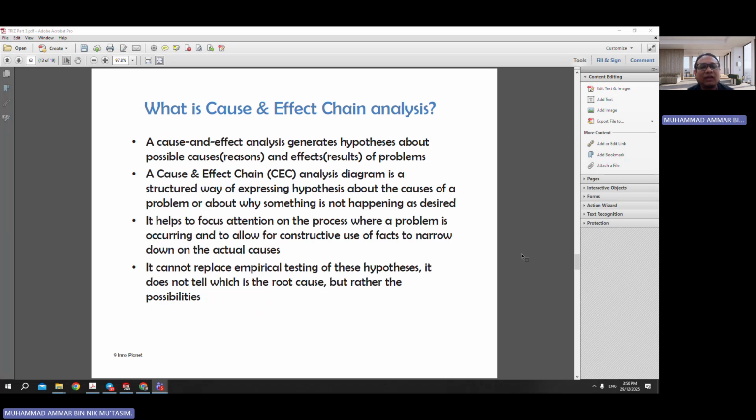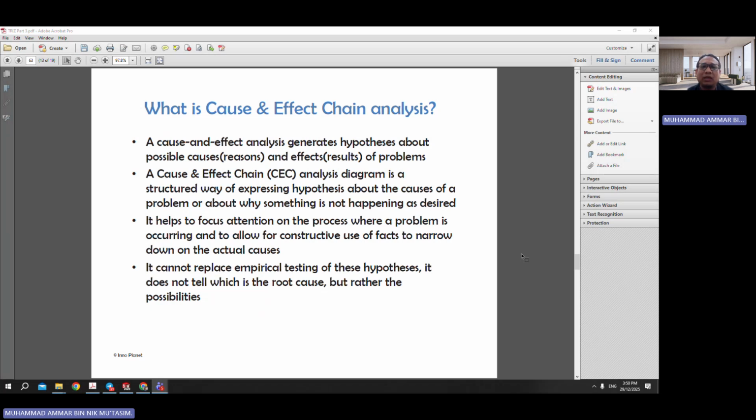The cause and effect analysis diagram can be a structured process, helping us to understand the hypothesis and whether this hypothesis is basically true or not, and whether it is happening or not. From there, we can determine the solution. It helps to focus the attention and the process, as well as whether the problem will be occurring or not, and allows us to constructively narrow down the actual causes.